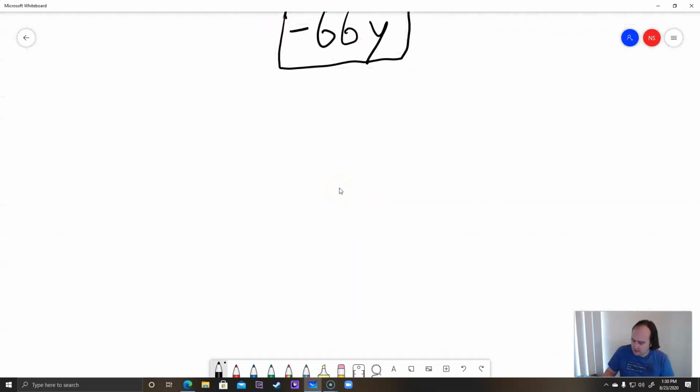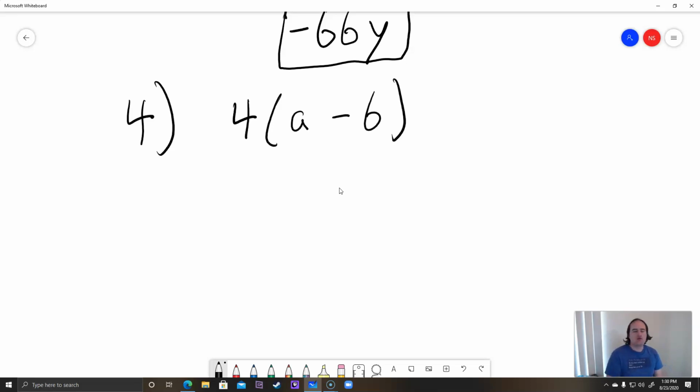Okay, so example number 4. Let's take a look at example number 4. For this one, we have 4 times a quantity a minus 6. So, parentheses, a minus 6. Here, we actually have 2 terms. You have the a, and then we have the -6. Those aren't multiplied together, they're actually subtracted. So if you have 2 or more terms, you have to distribute. Okay? So distribute.